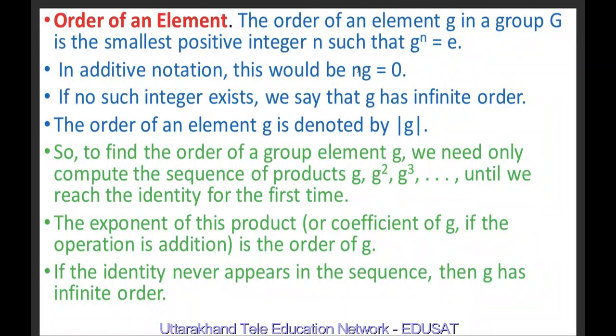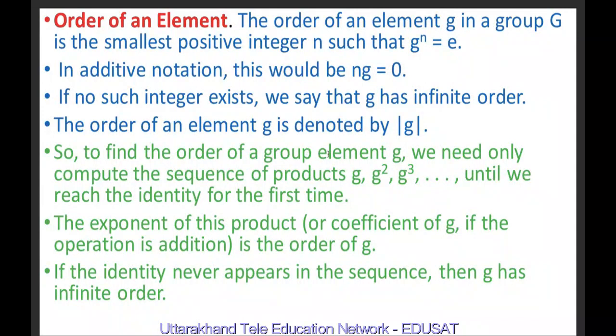If we cannot find a positive integer n such that g raised to n equals e, or ng equals 0 in case of addition, then g has infinite order. The order of an element g is denoted by writing two lines around g, or sometimes we denote it by writing g within round brackets, and on the left side of the round bracket we write 0 or O in the superscript.